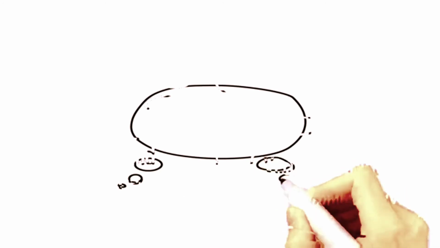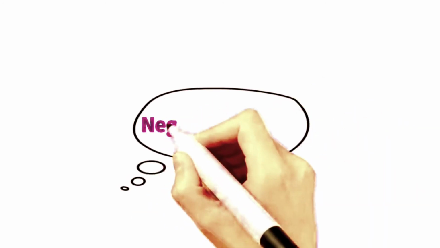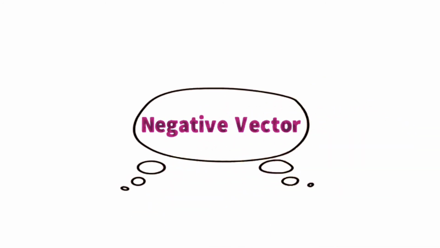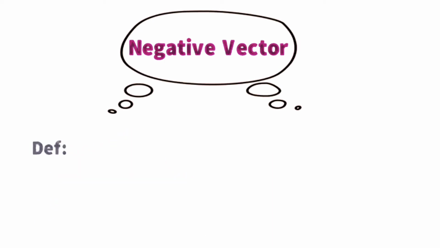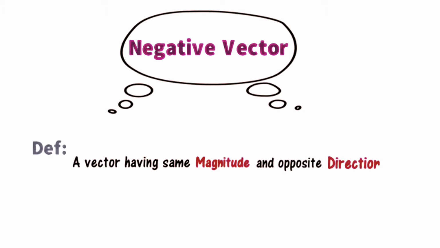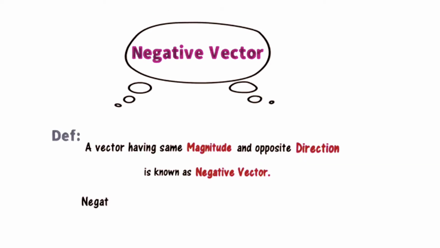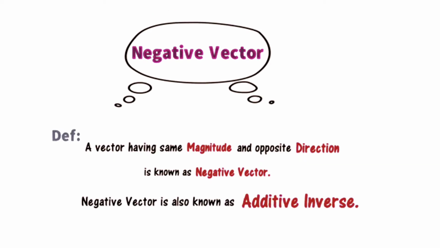Before telling you about vector subtraction, let me tell you about negative vector. The definition of negative vector is a vector having same magnitude and opposite direction is known as a negative vector. Negative vector is also known as an additive inverse.